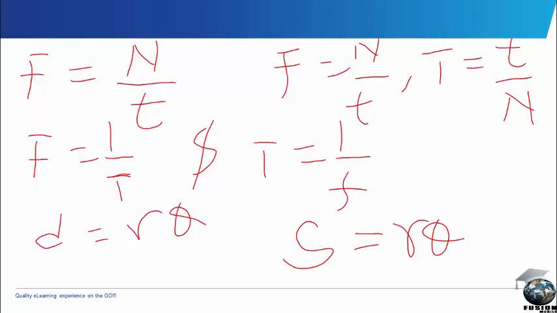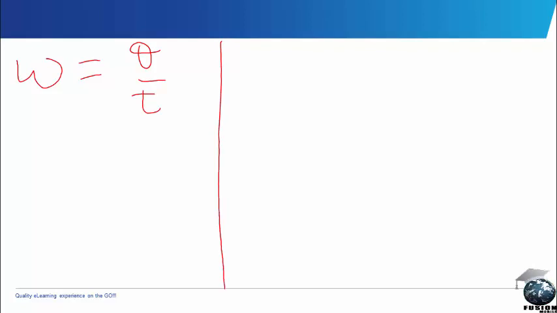So we can talk about angular speed and linear speed. Talking about angular speed, this is the rate of change of angular distance with respect to time. That means angular speed mathematically gives us omega equal to theta all over time. This is angular speed. Omega equal to theta over time, where theta is the angular distance and t is the time.